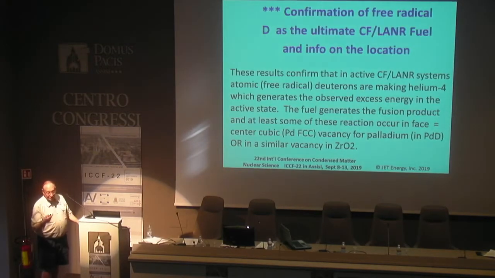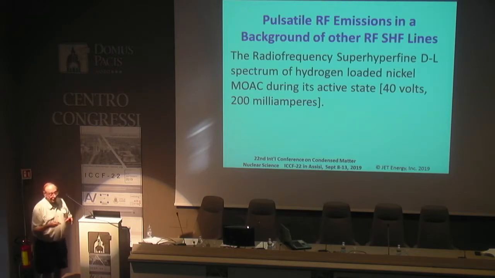This shows, from the previous 2 talks, that atomic deuterium as a free radical is the precursor to making helium-4, and that when we up the voltage and create these super hyperfine structures, which are the side bands of the hyperfine line, it indicates that this occurs in a face-centered cubic vacancy, which we first thought was surely palladium, but in fact, as an alternate hypothesis, could be a rhombic phase, which is zirconium oxide, and we're not really sure which it is yet.